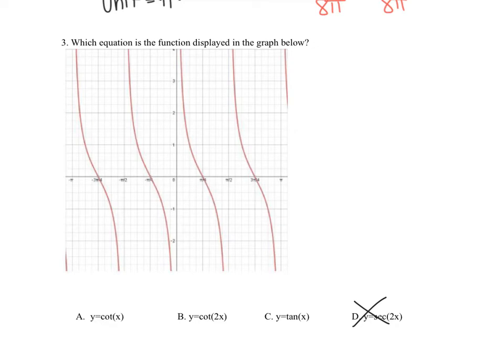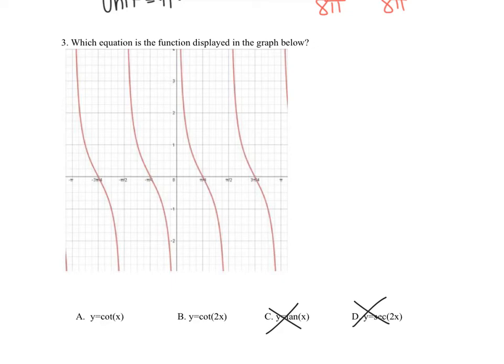And then because none of our remaining 3 options have a negative in front, I know that I can eliminate tangent as well, because tangent normally starts in negative values and then curves up to positive. So that just leaves me with y equals cotangent of x or y equals cotangent of 2x.